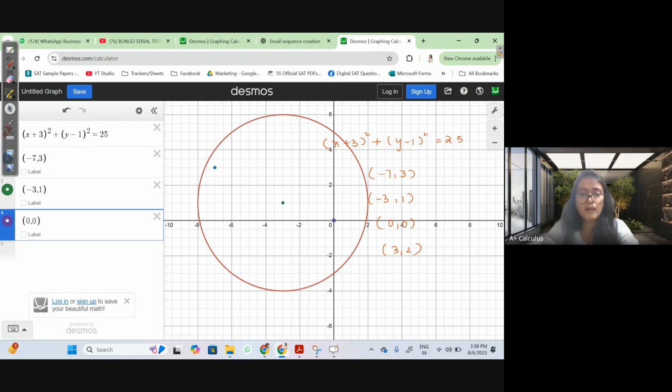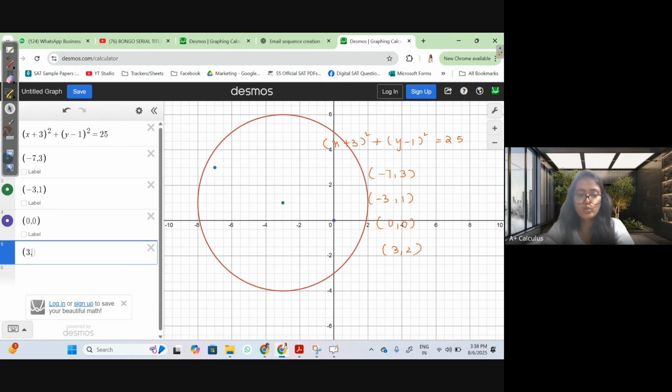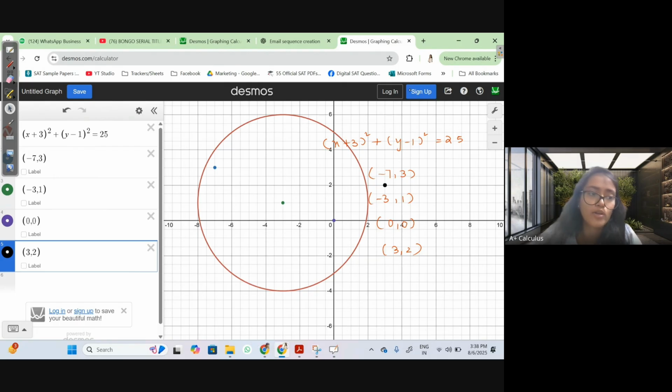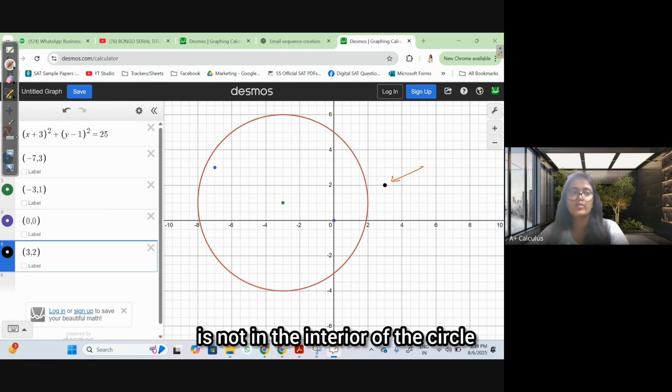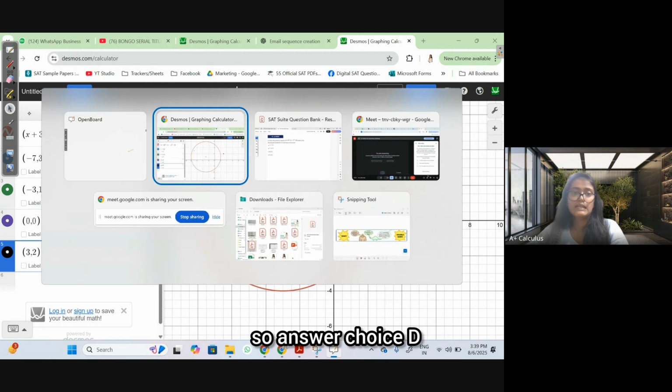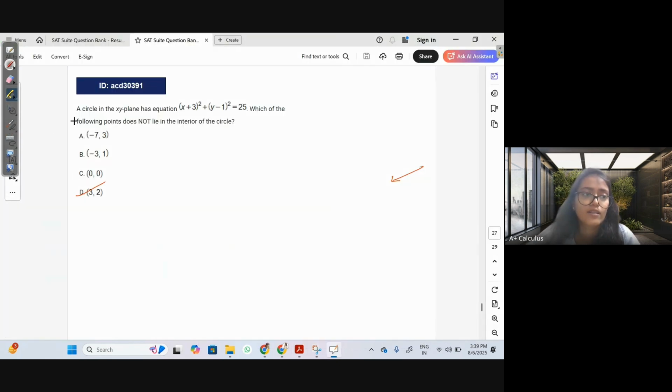And then we have 3, comma 2. Yeah, so 3, comma 2, this point is not in the interior of the circle. So answer choice D is correct.